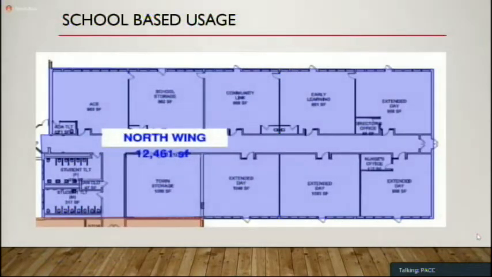The school-based usage. This is the north wing that I referenced earlier. You can see that we have room for the ACE program. These are all school related uses. So we have the ACE program. We have a significant amount of space designated for school storage. We have the Community Link program, early learning, and then quite a bit of space dedicated for extended day in this wing of the building, which is both before and after school programs. And then we have some additional general town storage space in this wing as well.